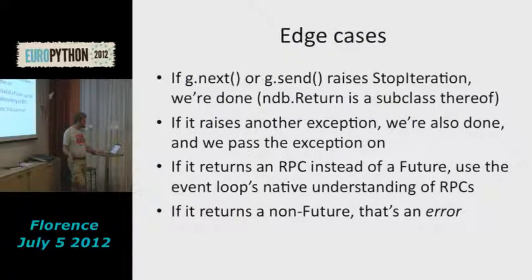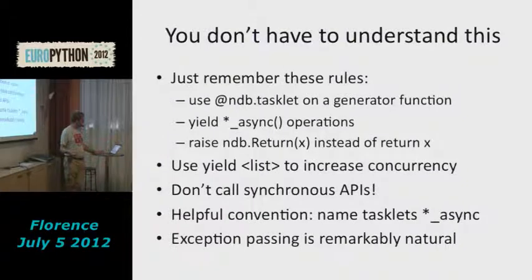If the generator raises a stop iteration, that's a special case. That means the generator terminated, and then we inspect the stop iteration to see if there's a return value. Otherwise, we just return none. If it raises an exception, that is just something we have to pass on. If it returns an RPC, we tell the event loop, here's an RPC that you have to watch, and here's a callback. And I already mentioned, if it returns anything else, that's a hard error. That means that you wrote your NDB tasklet code incorrectly.